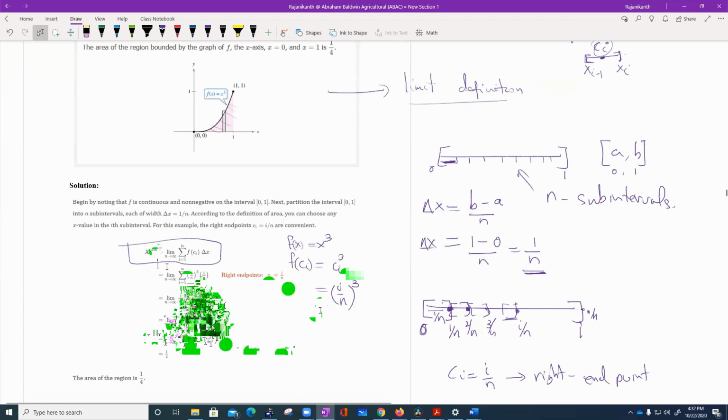What will happen? If n goes to infinity, 1 over infinity is 0. This is going to be 0. This is going to be 0. Only the constant part remains, that is 1 over 4. So the area is 1 over 4.